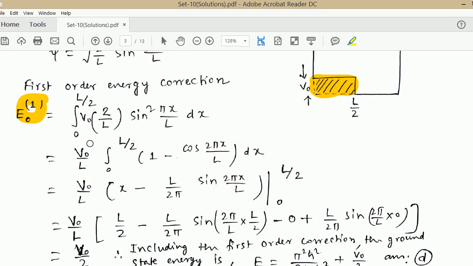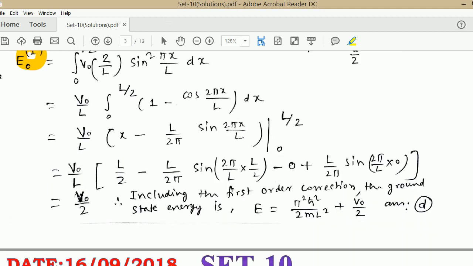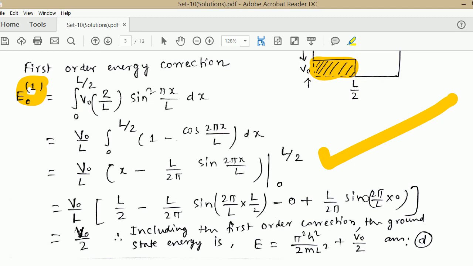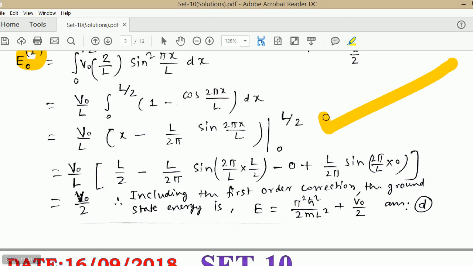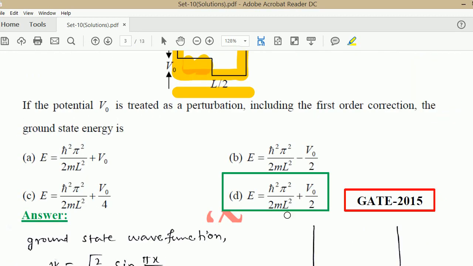So we are taking V naught by L outside, and 2 sin square pi x by L equals 1 minus cos 2 pi x by L. If you carry out the integration, it's basically simple integration of class 12. I have illustrated the solution. You can check it out, and you will get V naught by 2. So this term V naught by 2 is coming due to the perturbation. Including the first order correction, the ground state energy becomes, so this was the original energy. Now due to perturbation, some additive term is added here, V naught by 2. So this is the cumulative or ultimate ground state energy, including the perturbation effect, and this is matching with option D.